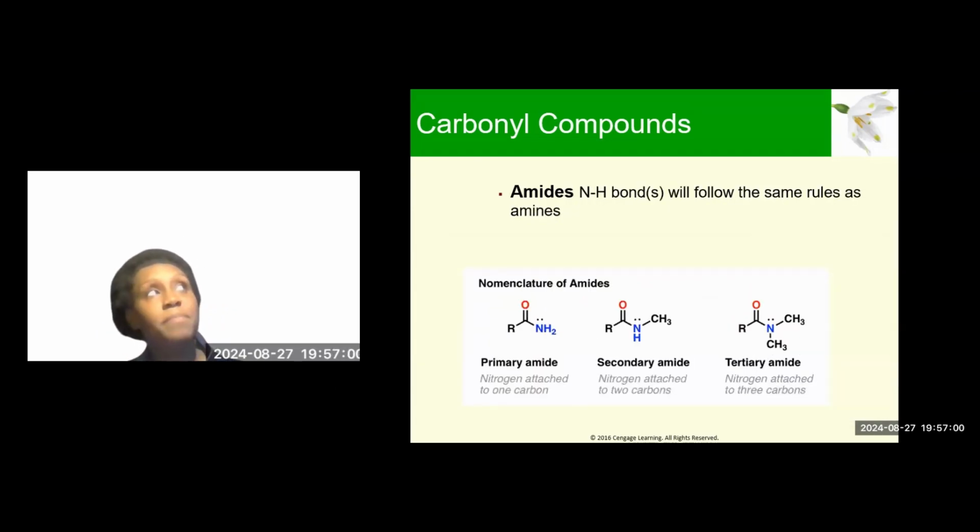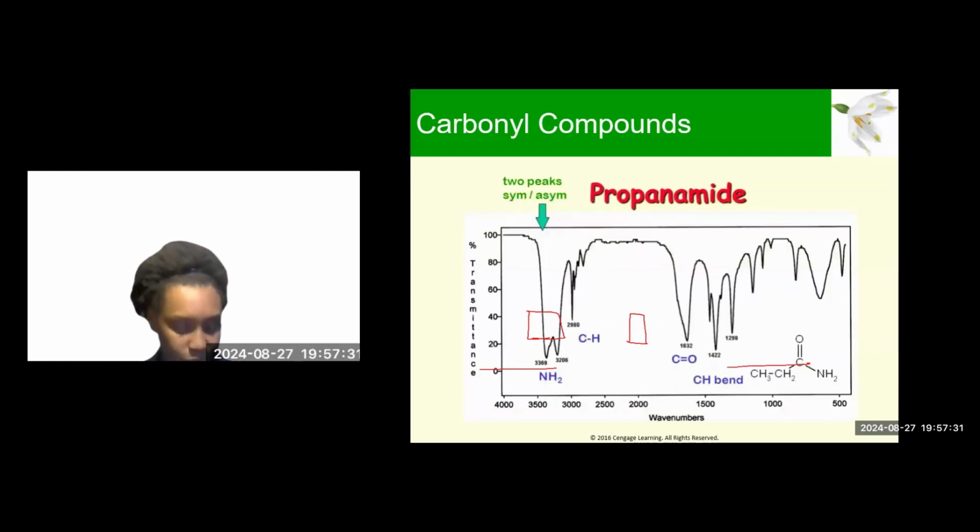Now, the same way that amines could be primary, secondary, or tertiary, amides can be primary, secondary, tertiary as well. A primary amine has that NH2. Well, the primary amide also has an NH2. A secondary amine has NH, and a secondary amide also has an NH. And then tertiary amides, the same way as tertiary amines, do not have any hydrogens present. So guess what that means?